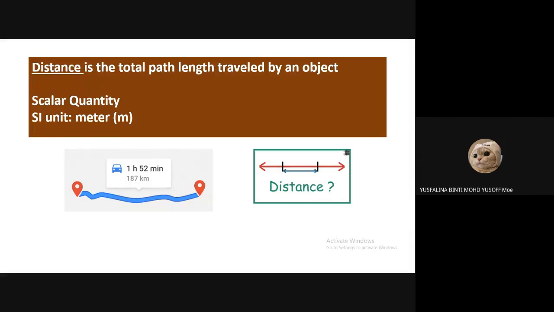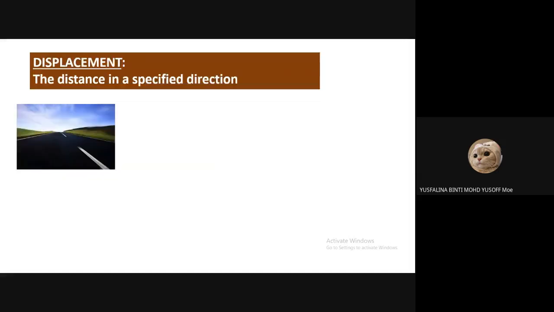Okay, so what is the distance? Distance is the total path length traveled by an object, and it's a scalar quantity. We already discussed that. The SI unit must be meter. Then how about the displacement? The distance in a specific direction, or the shortest distance in a specific direction.